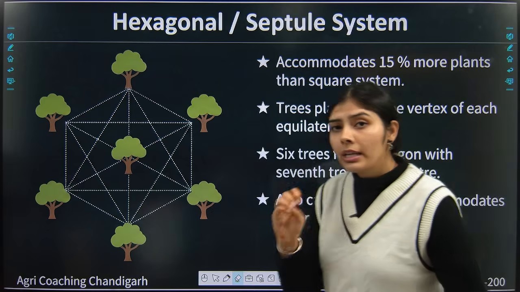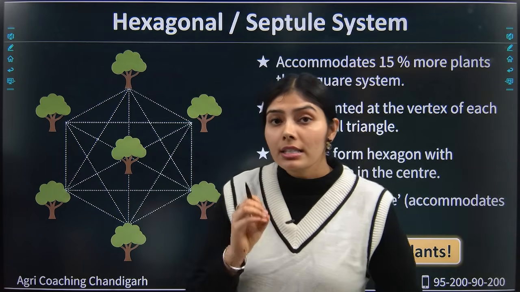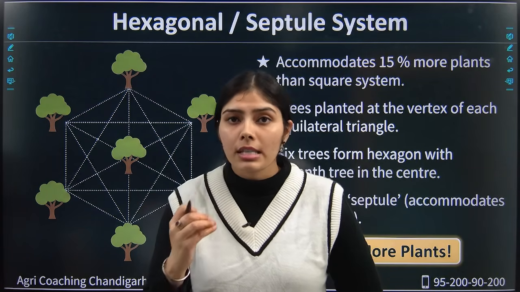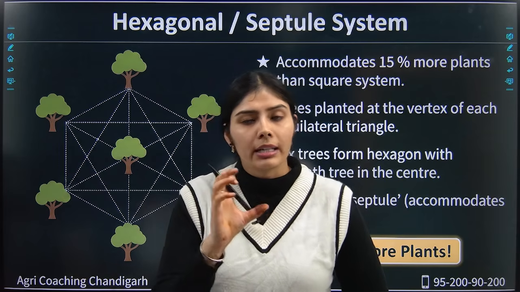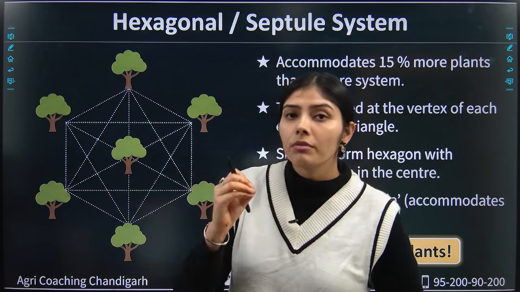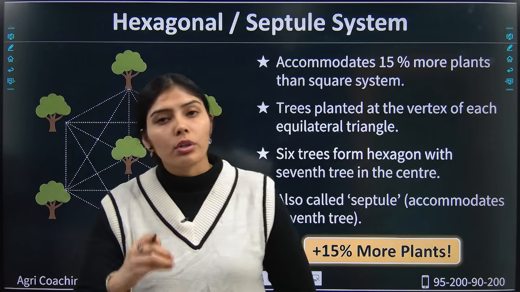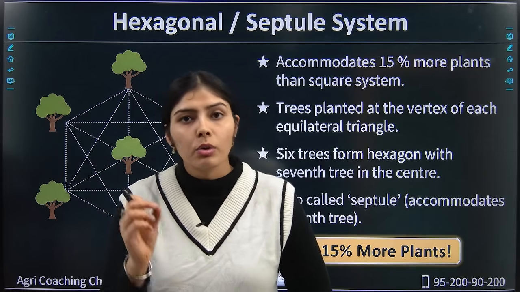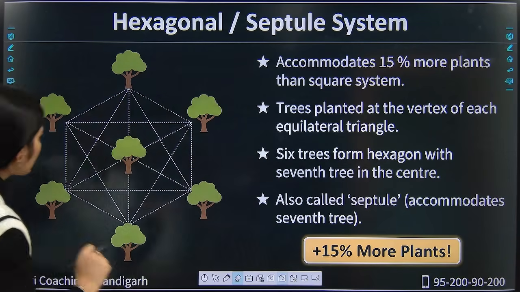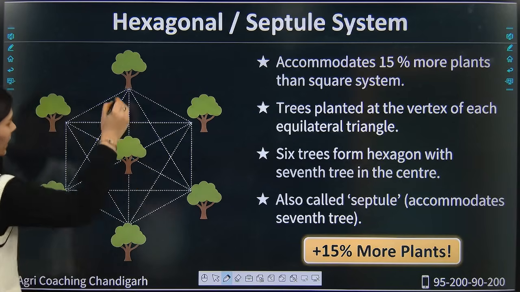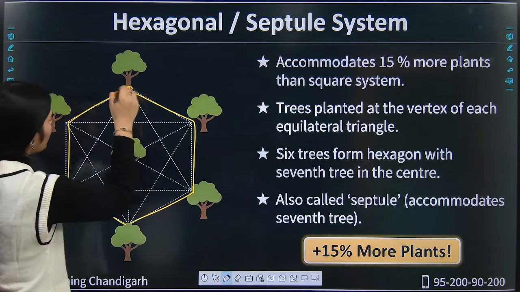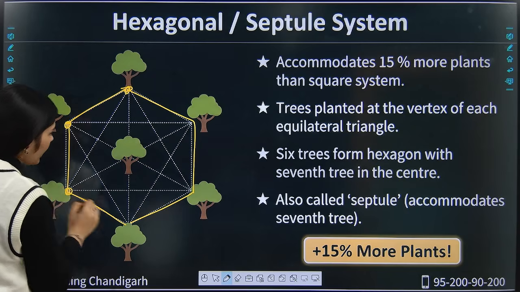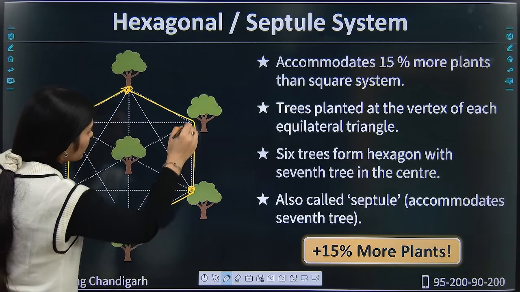Then moving forward, next we have is your hexagonal system, which is also known as septule. As we mean by the term hexagon, hexa means 6 and gon means sides. So here we will make a hexagon, and on the corner of each hexagon one tree is planted. As we can see over here, a hexagon is made like this, and on each vertex, each corner, a single tree will be planted.